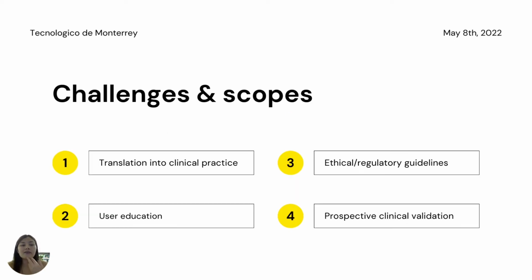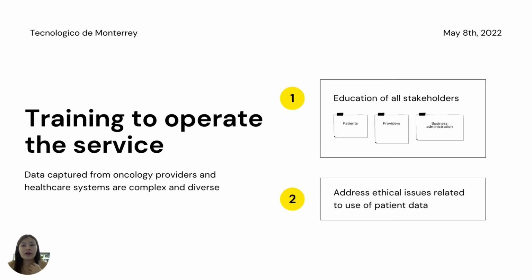So there exists a variety of challenges and scopes that can be named as barriers. And these barriers include some limitations in data collection and training, and also the scarcity of prospective clinical validation, difficulties in user education and ethical regulatory guidelines, and also challenges to the data accuracy and the relevancy of the information assembled.